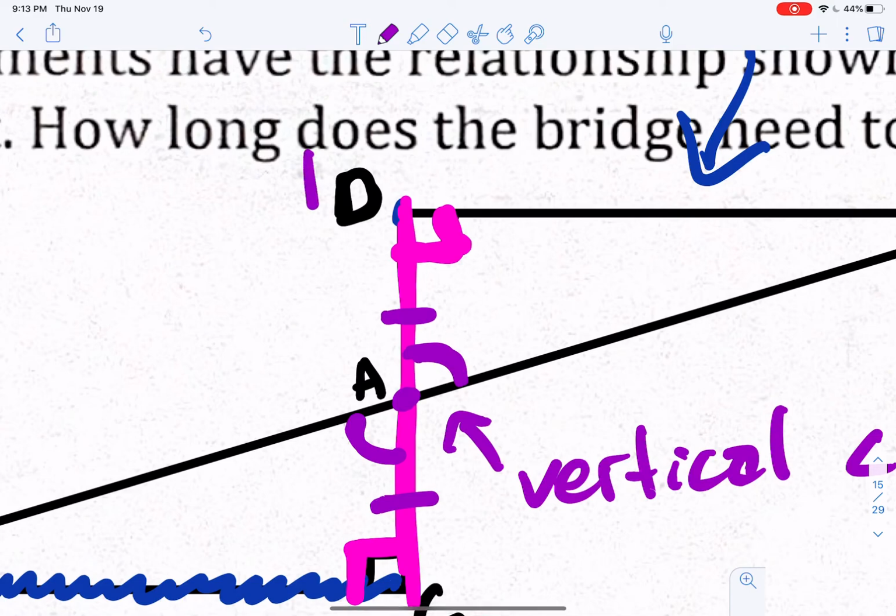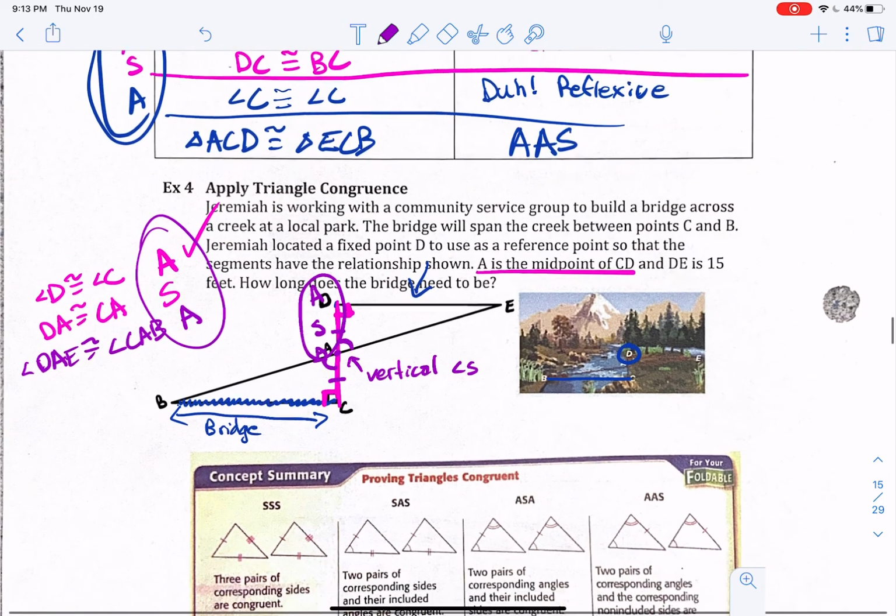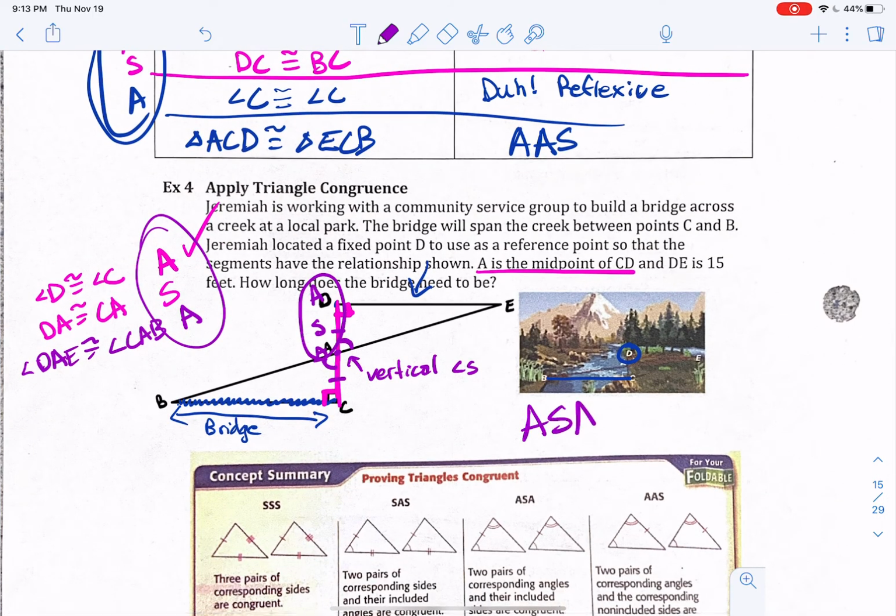Okay, so here's my angle. Here is my other angle. And the side is in between those two angles. So this is, in fact, angle, side, angle. So angle, side, angle, those triangles are congruent. So what I can do is measure DE, and whatever this length is going to be is the measurement across the river. It tells me DE is 15 feet. How long does the bridge need to be? This one is also going to be 15 feet.